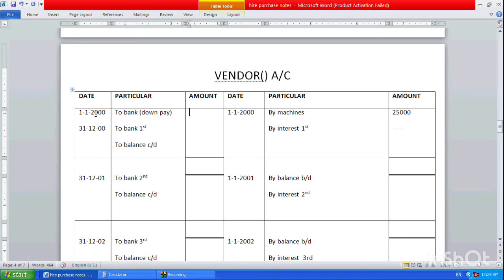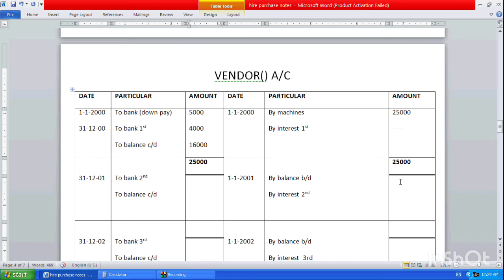And on 1st January 2000 we have paid the down payment. 5,000 is the down payment, not 4. 5,000 is the down payment, and the first installment is 4,000. So from 25,000, 9,000 will be deducted, so we get 16,000 balance carried down. The ledger is 25,000 here also. Okay, 25,000 ledger, and the balance carried down above is 16,000.